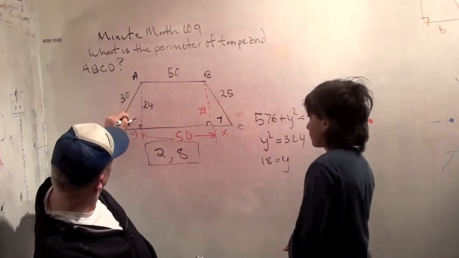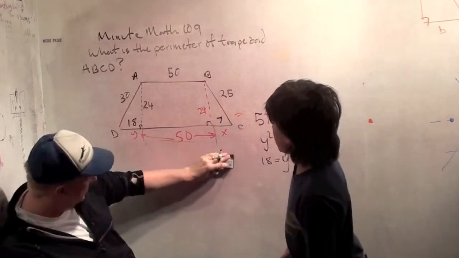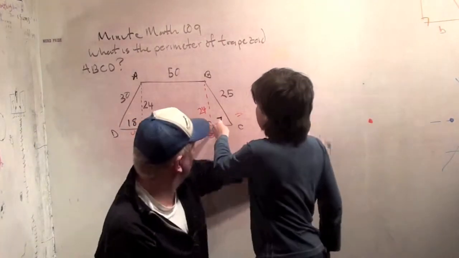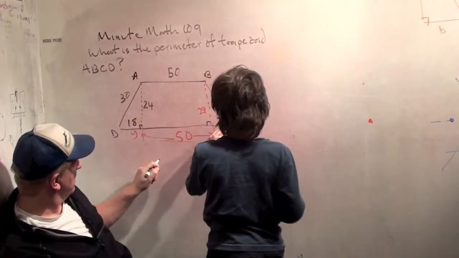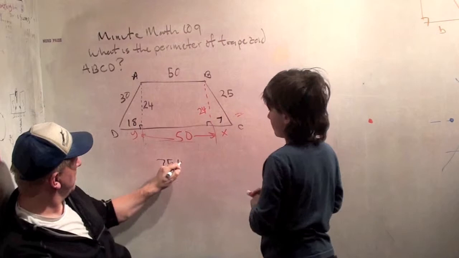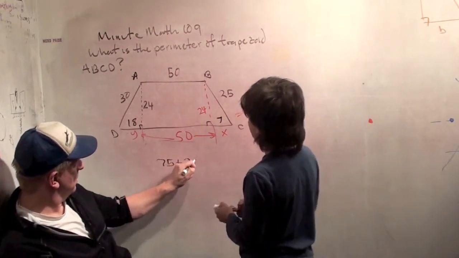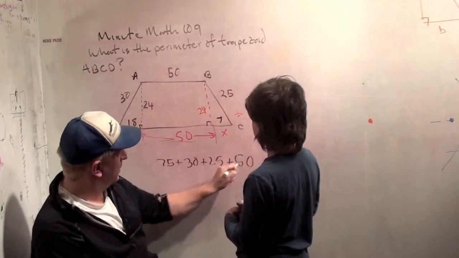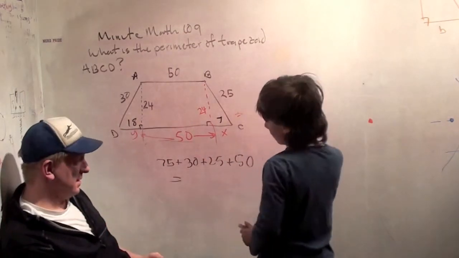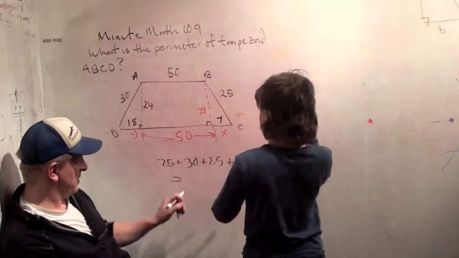So that's 18. What's the perimeter here? What calculation do we have to do now to get the perimeter? So this is 18 plus 7 is 25, plus 50 is 75. Okay, so the bottom's 75. Now what do we have to add on? Plus 30, plus 25, plus 50. Well, 75 plus 25 is 100. It's 180.